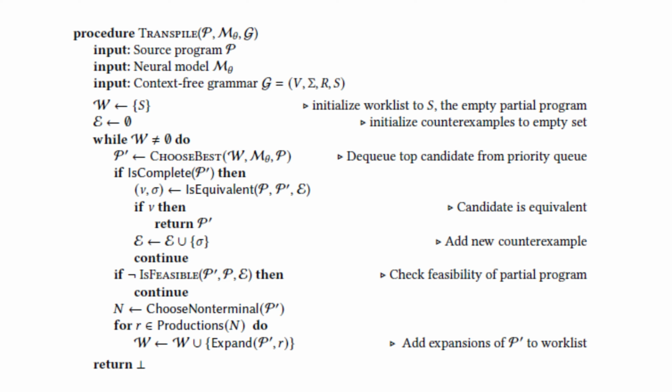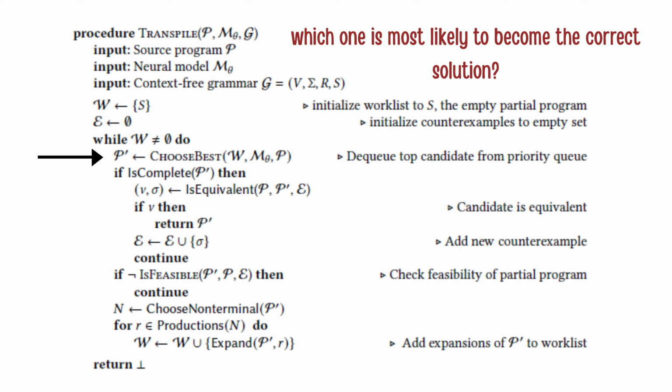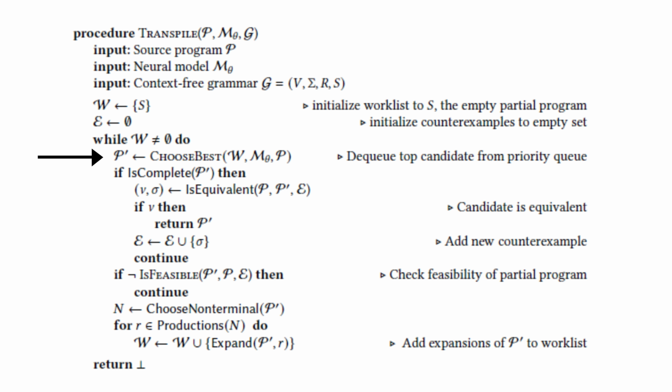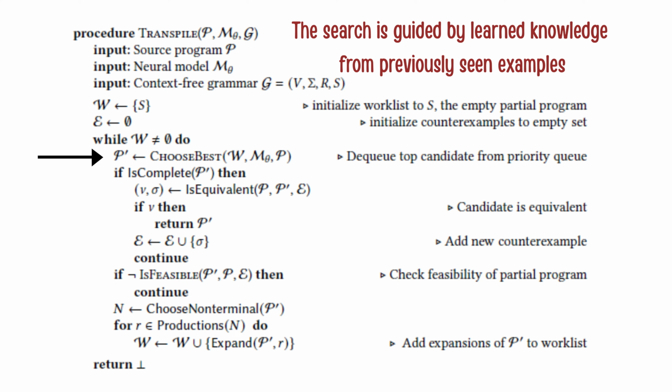Instead of expanding programs randomly, the algorithm asks the neural network a simple question. Among all the partial programs currently in the work list, which one is most likely to become the correct solution? The neural model assigns a probability to every candidate based on the source program. The partial program with the highest score is selected for further exploration. This is one of the biggest differences compared to traditional enumerative synthesis. Rather than exploring programs in a fixed order, the search is guided by learned knowledge from previously seen examples. As a result, the algorithm spends most of its effort exploring candidates that are much more likely to succeed.